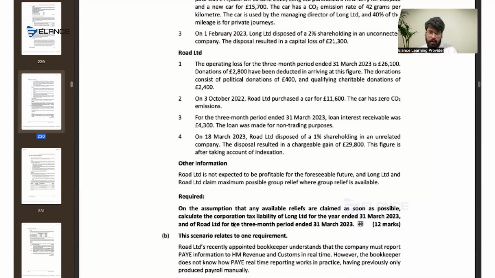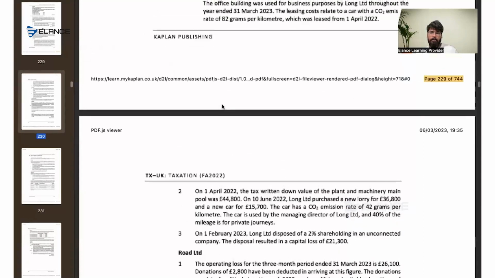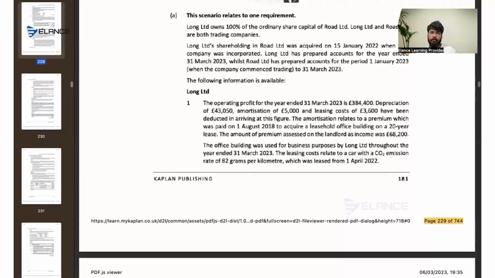Here we are required to find out the corporation tax liability of the two companies, Rod Limited and Long Limited. Finding the corporation tax liability is the requirement. So let us start with the question.